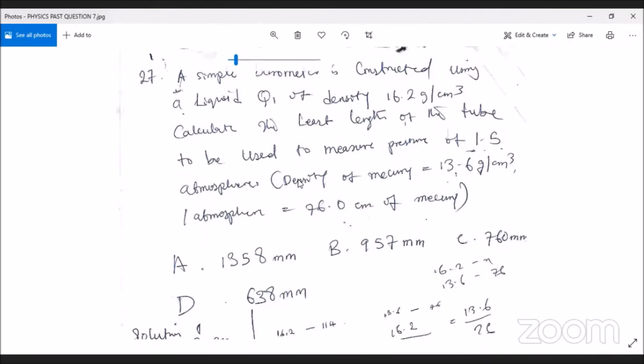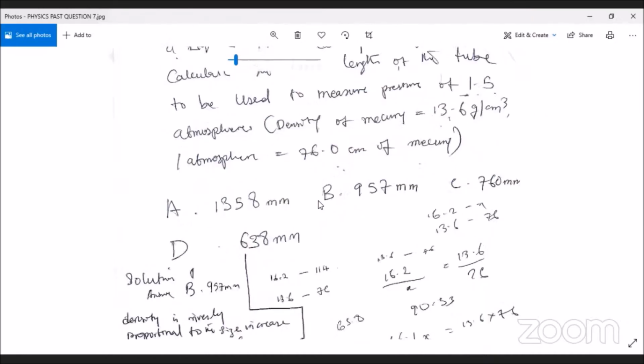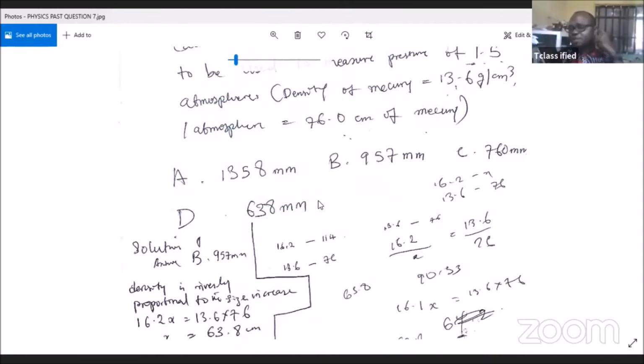Yes, I can see it now. A simple barometer is constructed using a liquid Q1 of density 16.2 gram per cm cube. Calculate the least length of the tube to be used to measure pressure at 1.5 atmospheres. Density of mercury is equal to 13.6 gram per cm cube. 1 atmosphere is equal to 76.0 cm of mercury. So the options are A, 1,358 millimeters, B, 957 millimeters, C, 760 millimeters, D, 638 millimeters.